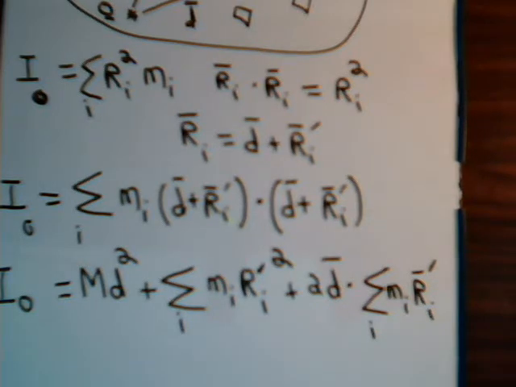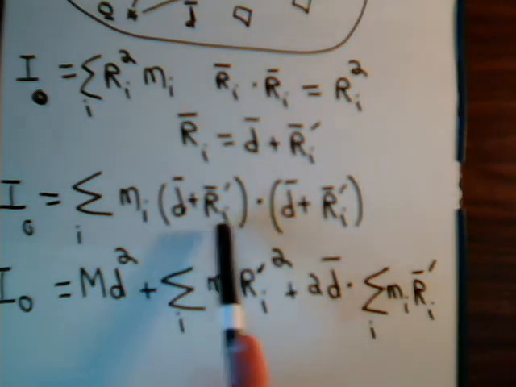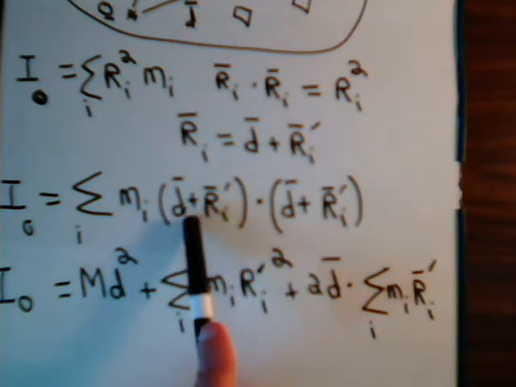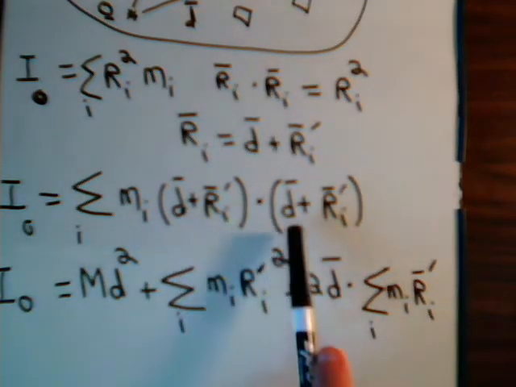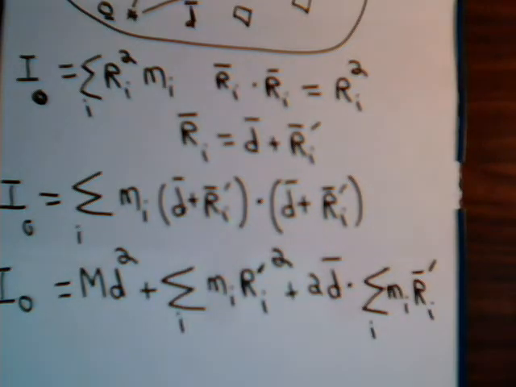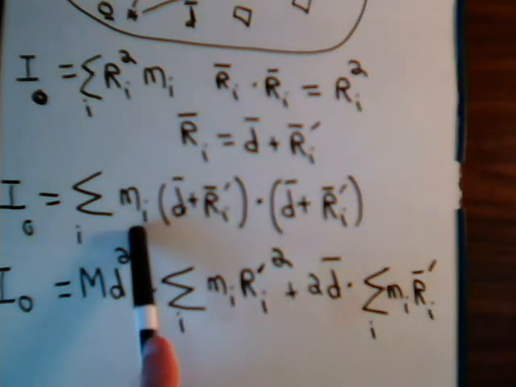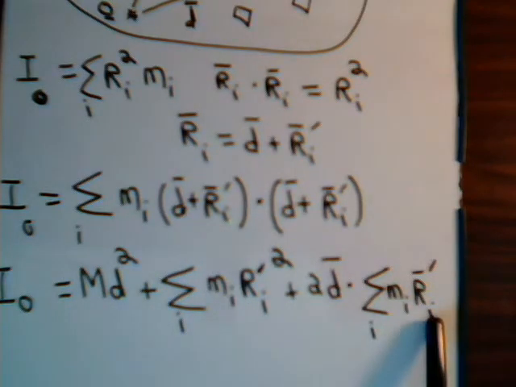Then we have the cross terms, and they're the same. This dot this plus this dot this. So we have d. d is just the distance of the center of mass from point O. It's not summed over any i, so we can take it out of the summation. So we have 2d dot mi Ri prime, like this.